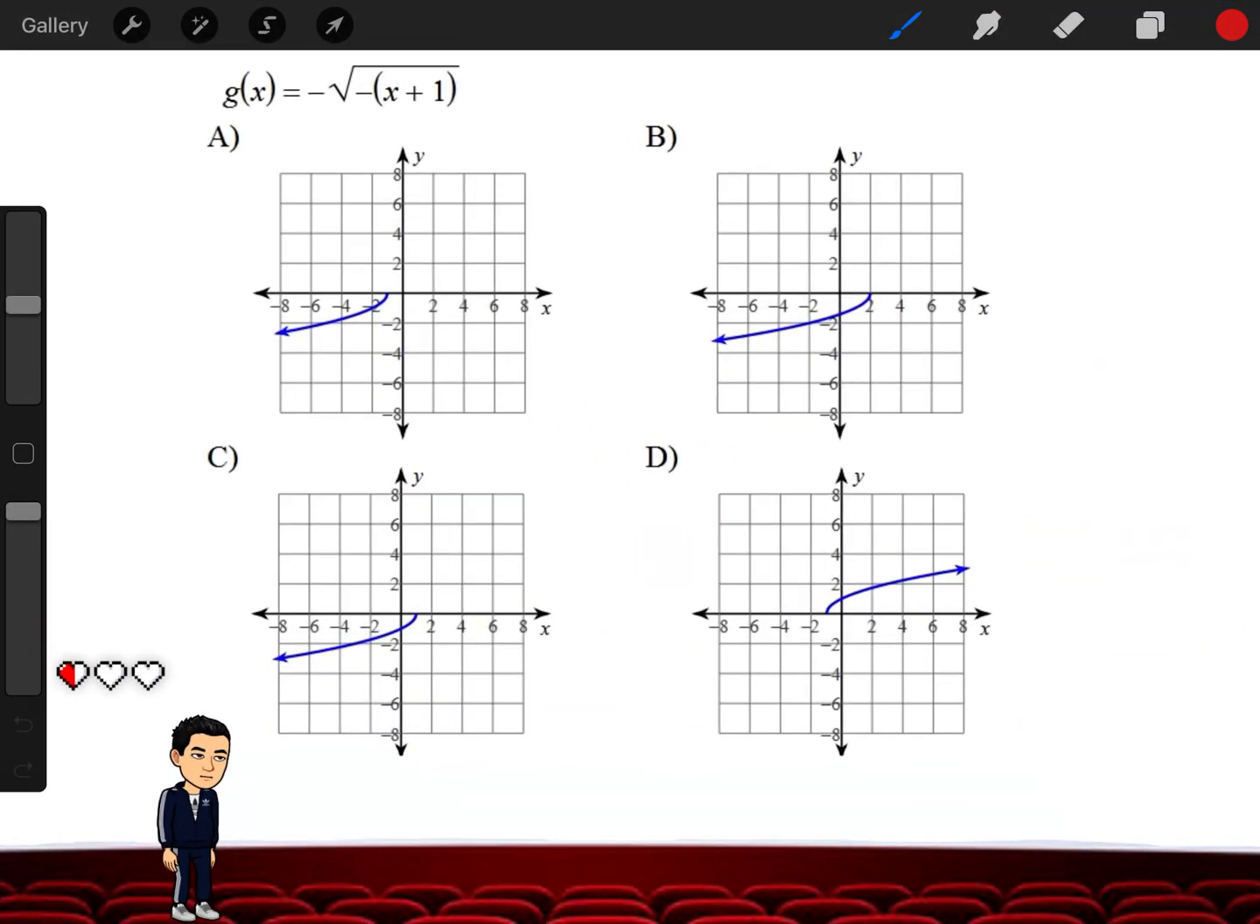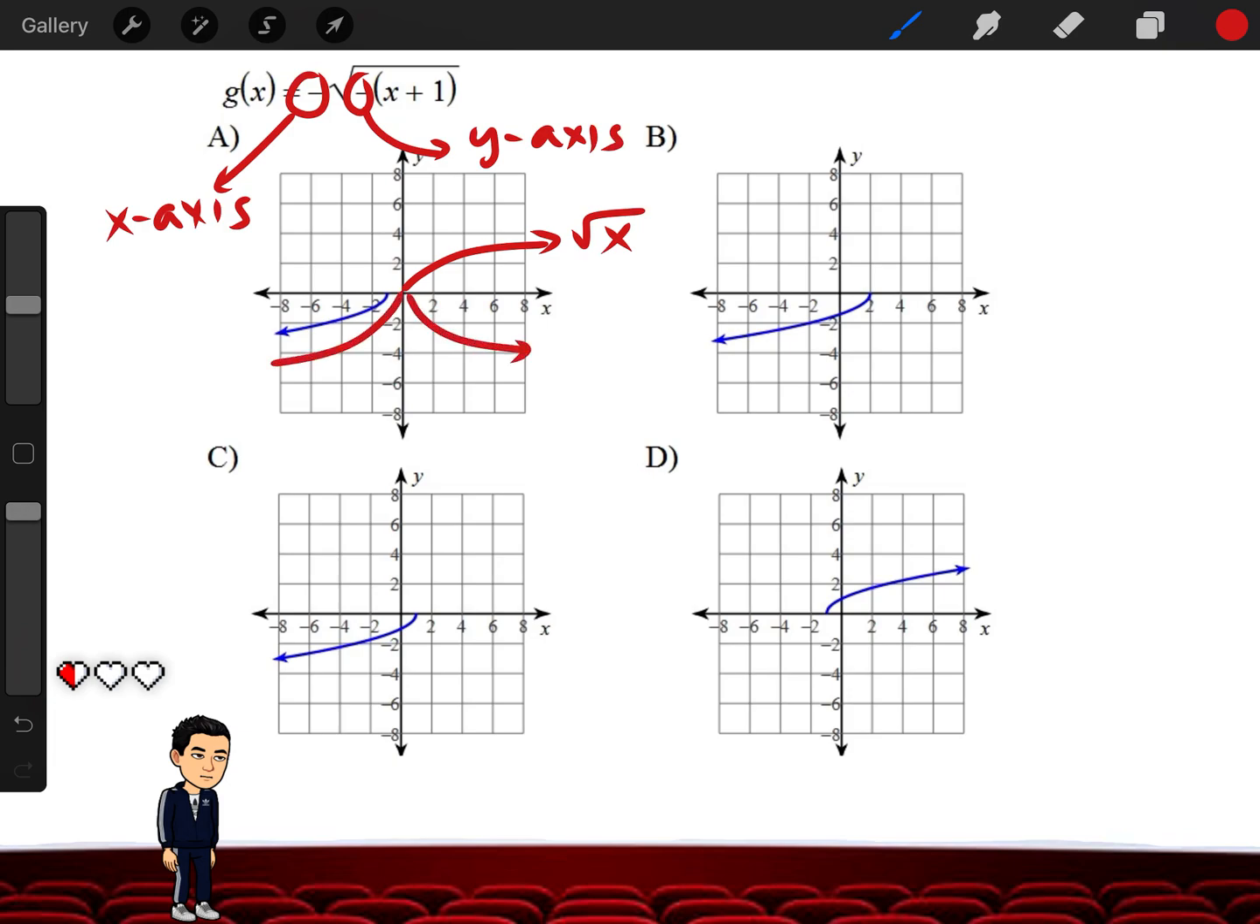So let's look at the radical functions. A radical function looks like this, the square root of x. When you see a negative outside of the square root, that's going to cause a reflection over the x-axis. If you see a negative inside the radical, that's going to cause a reflection over the y-axis. In this case you've got two negatives, so you're going to reflect it once, and you're going to reflect it twice.